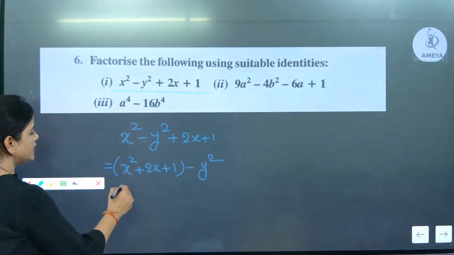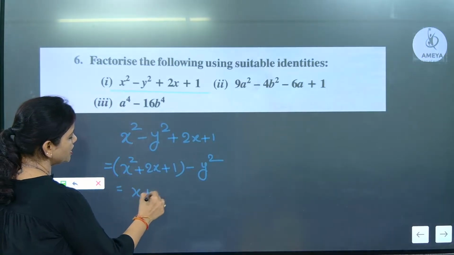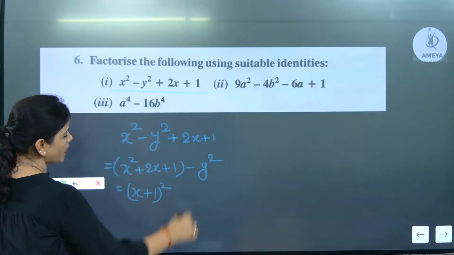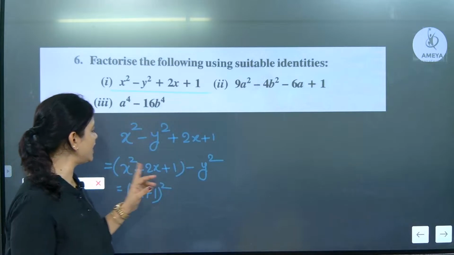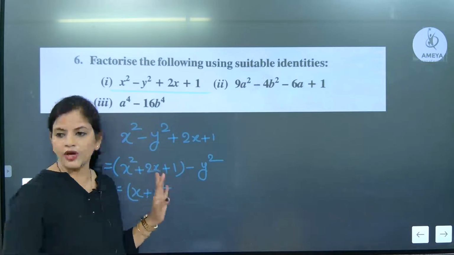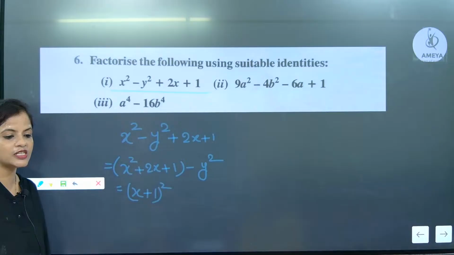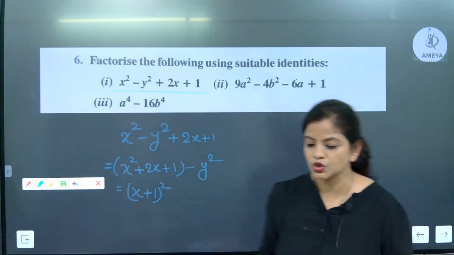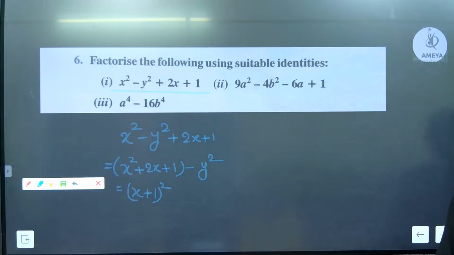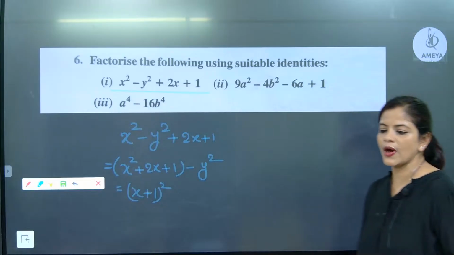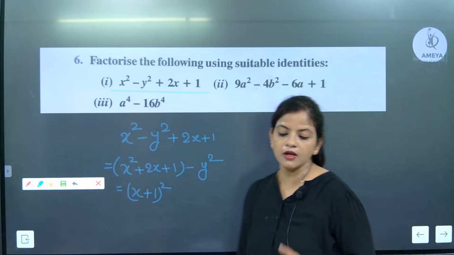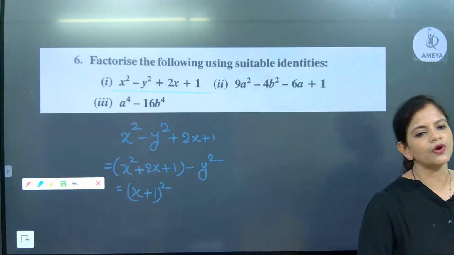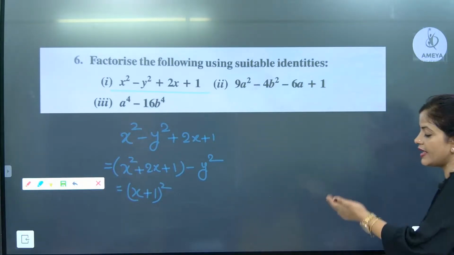Here it is coming as (x plus 1) whole square, because it comes from the formula a square plus b square plus 2ab. x square plus 2x plus 1, what is the formula? Come on, say fast. x square plus 2x plus 1 is nothing but (x plus 1) whole square. So when you are dealing with (x plus 1) whole square, what do you have to do?